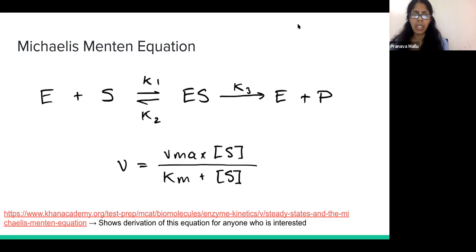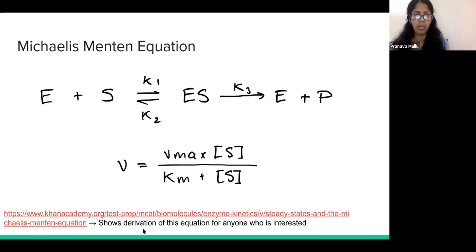This equation basically tells you how to get V0, which is the initial velocity, when you're given Vmax, the substrate concentration at a given time, and Km. Besides that, this is the equation that you take a double reciprocal of to get the Lineweaver-Burk plot and equation. So it's kind of the basis for the rest of the stuff we learned earlier.